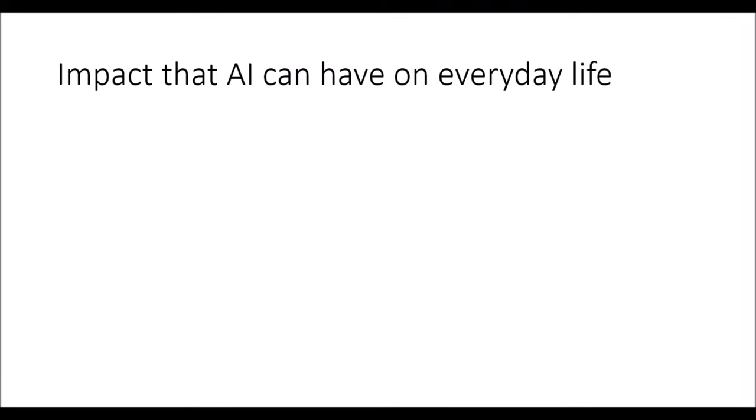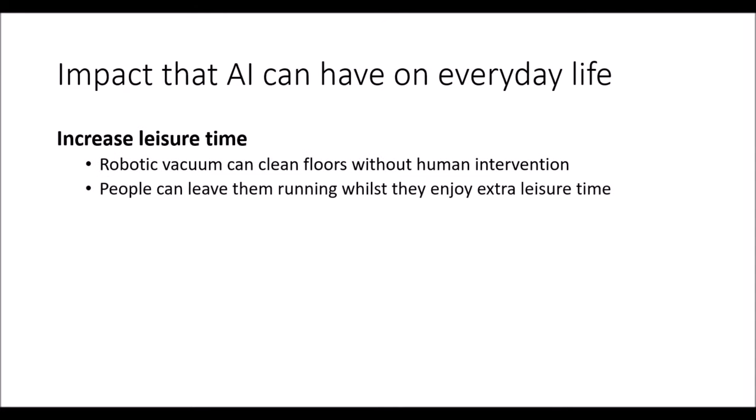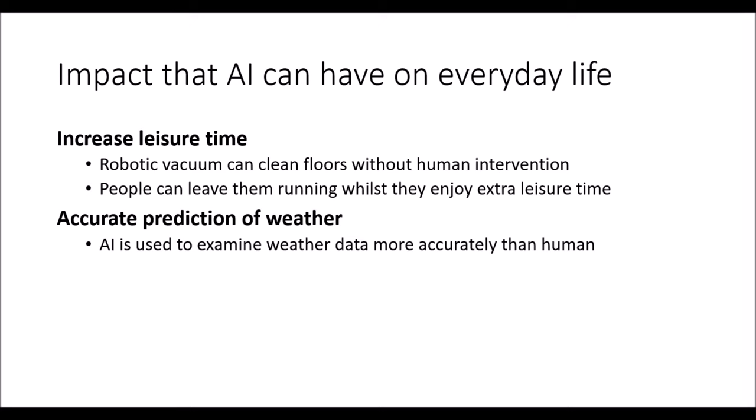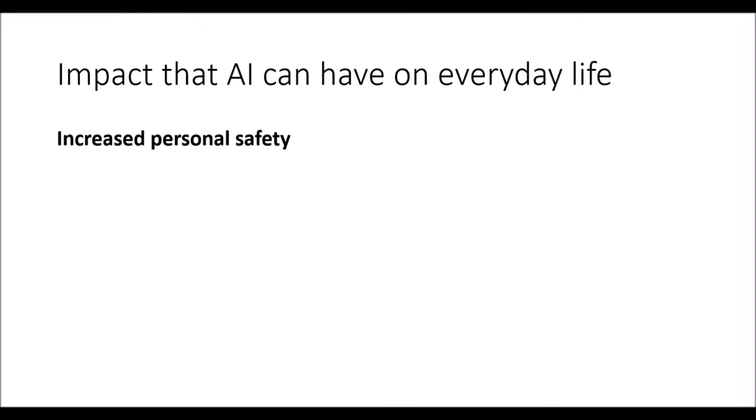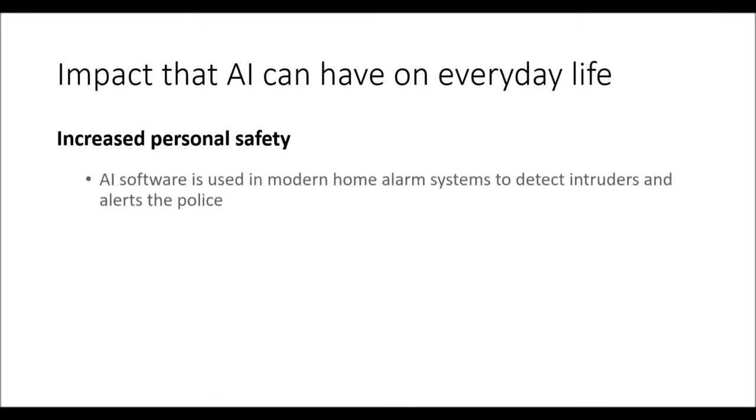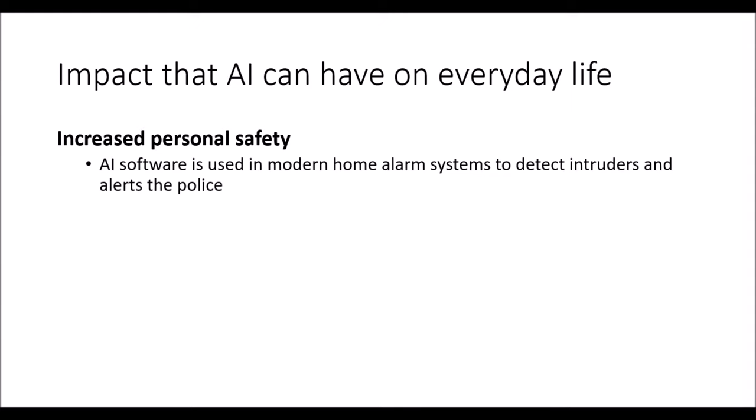What are the impacts AI can actually have on our everyday life? Well, it increases our leisure time, so you have enough time to do different things. Instead, you can just ask the robot to do some of your daily routines. Then you can have more leisure time. Then accurate prediction of weather. We actually use AI for this instead of using human beings. Then another thing is increased personal safety. AI software is used in modern home alarm systems, something like an intrusion detector system. We do have a lot of them as well, which actually increase personal safety.